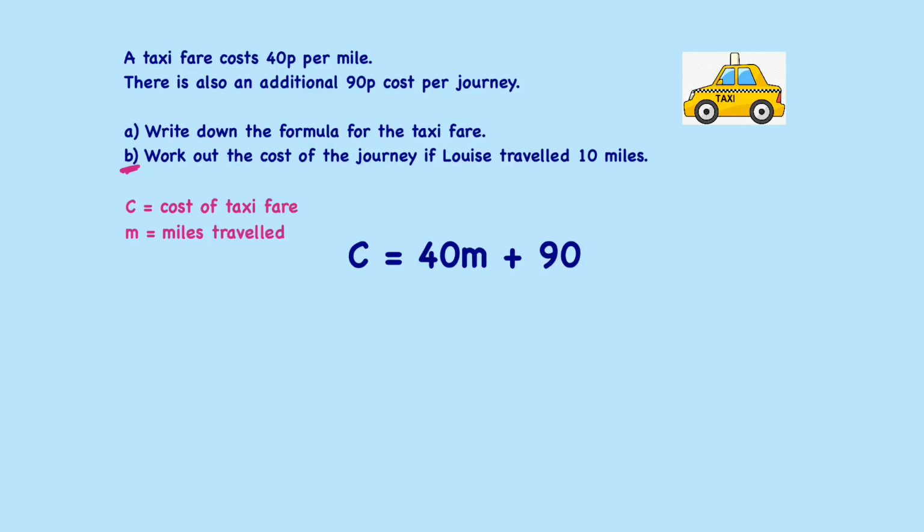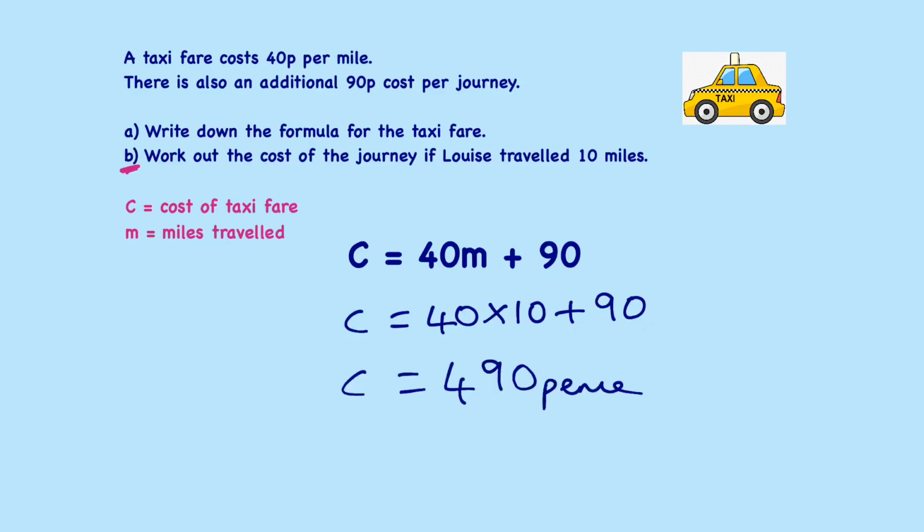So we're doing part B, so we substitute the value 10 into my formula. So that's 40 times 10 plus our 90, and then that will give us 490 pence. Now obviously we're not going to leave it like that, 490 pence, we will change that into pounds. So it'll be £4.90.